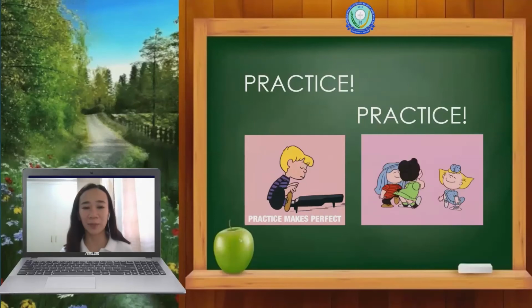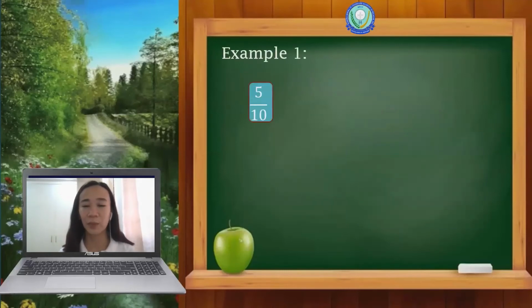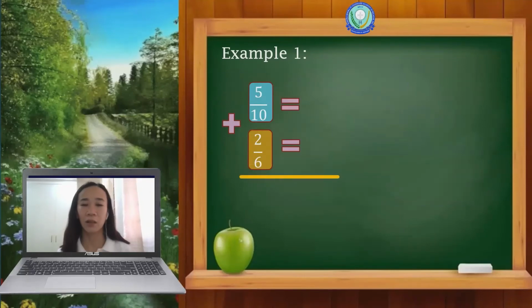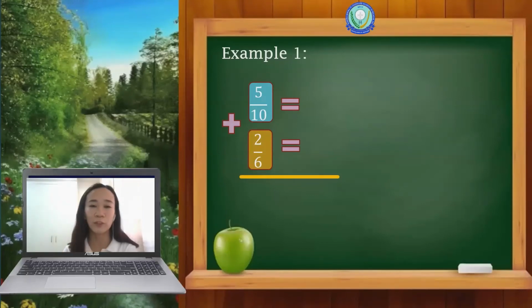Okay, let us practice and practice. Example 1, 5 over 10 plus 2 over 6. When we skip count by 6 and 10, what will be the first common multiple of 6 and 10? And that will be our denominator. 6, 12, 18, 24, 30. 10, 20, 30. Then it means our LCD is 30.